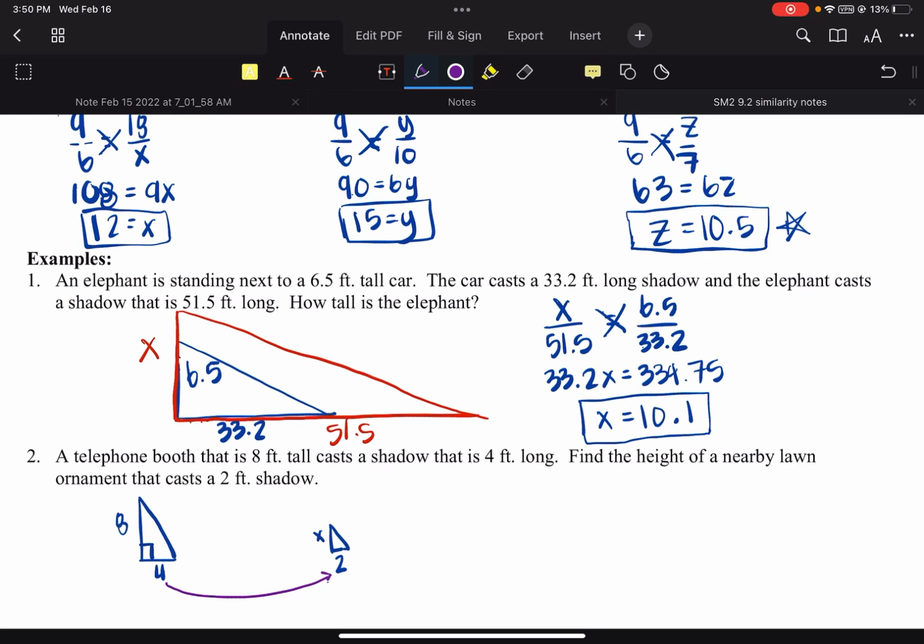To get from 4 to 2, I had to divide by 2. So then if I'm going to compare the height of the figures, I can also just divide by 2. Which means that x is equal to 4, because 8 divided by 2 is 4. Now, if you hate what I just did, you can totally set up fractions and cross multiply. It's totally up to you.